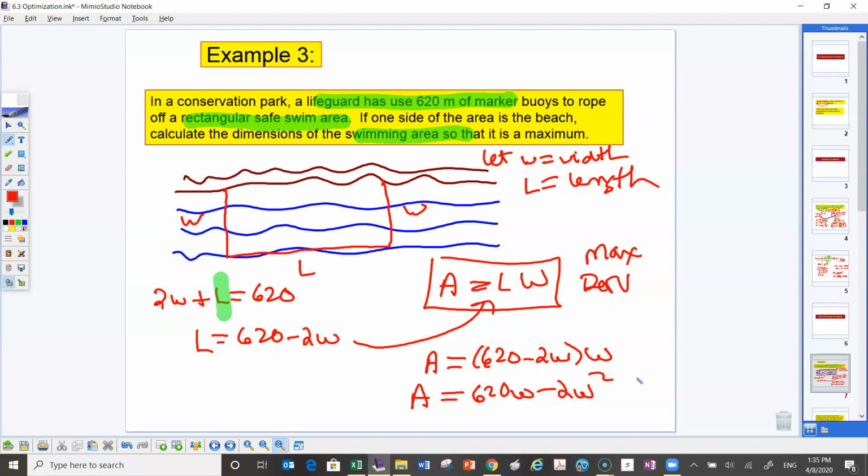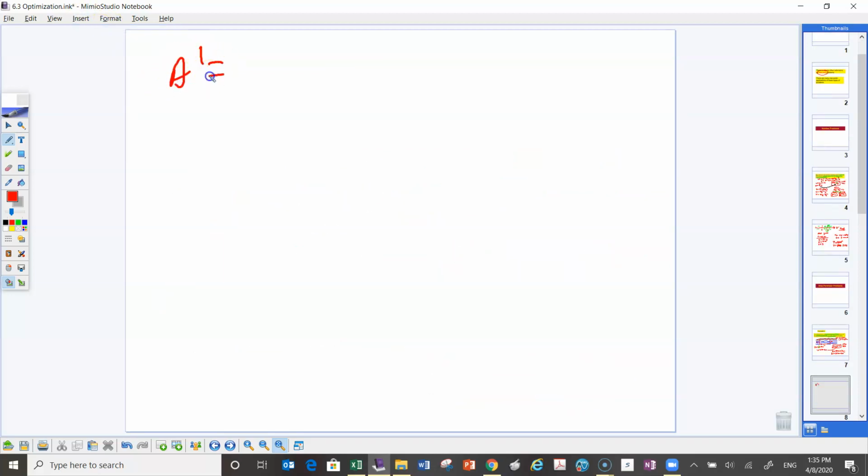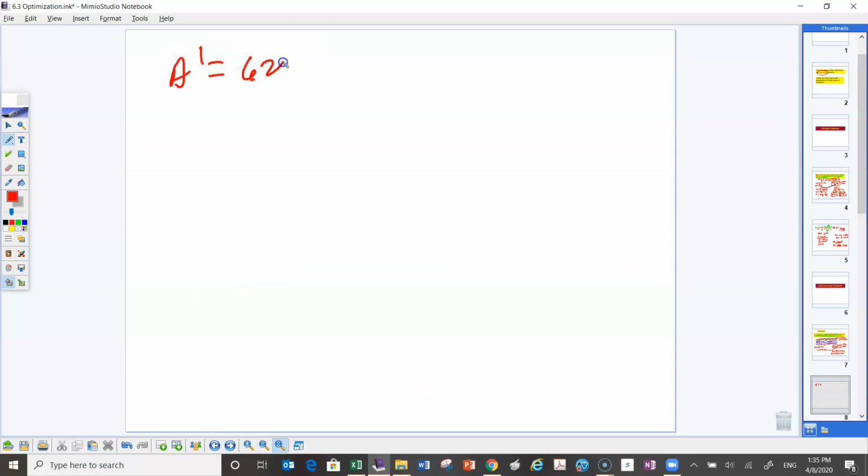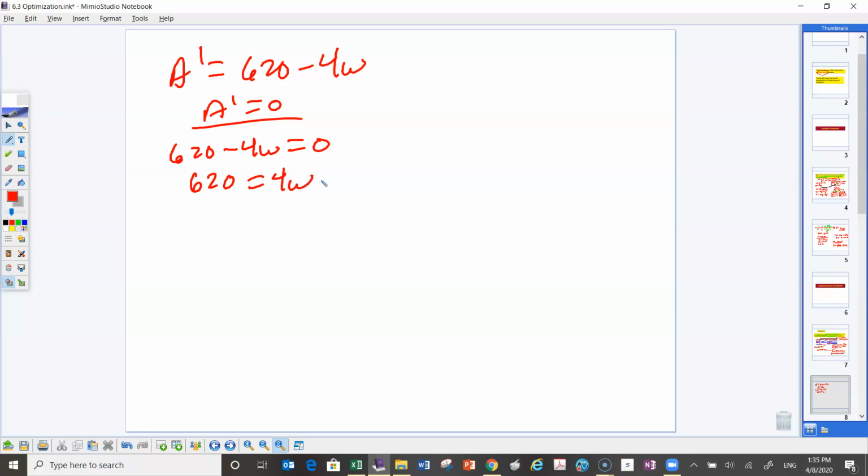So now I have to take the derivative. So A prime is going to be 620 minus 4W. Now I have to find the critical number, so I set this equal to 0. Add the 4W to the other side, and then I just have to divide both sides by 4, so 620 divided by 4. So W works out to be 155.